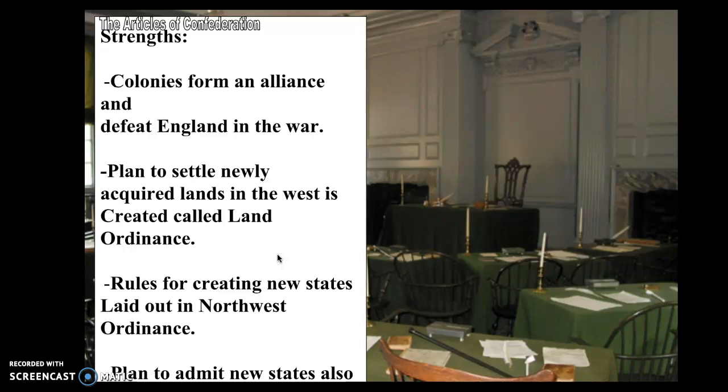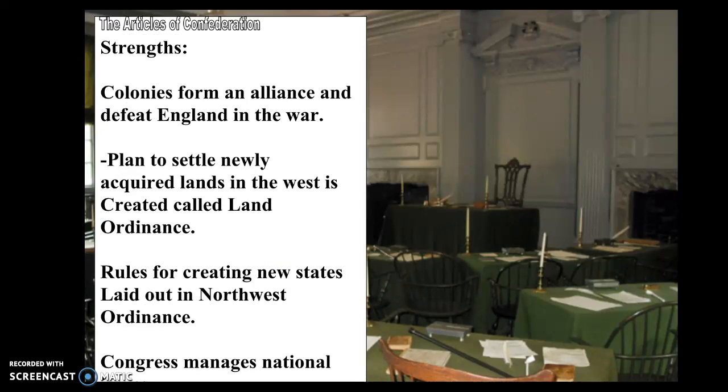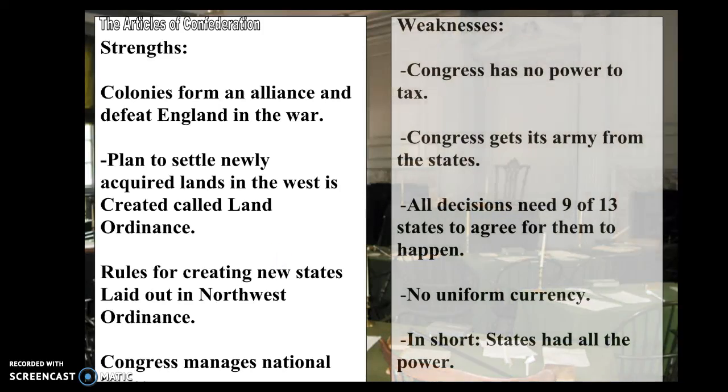Now, the Articles of Confederation did have some strengths. They helped us win the American Revolution and defeat England in the war. And also all that new land out west, they helped us create guidelines on how to divide up that land and how to make that land into states, and how to admit them into our country. So Congress is using the Articles of Confederation to try and manage national issues.